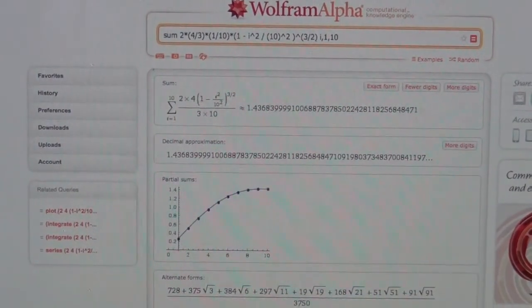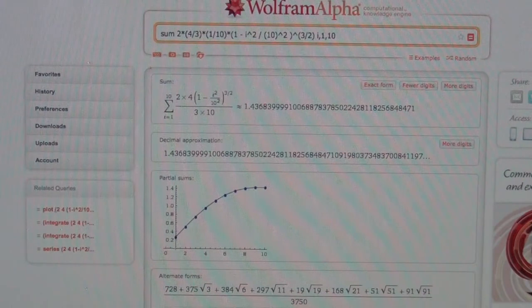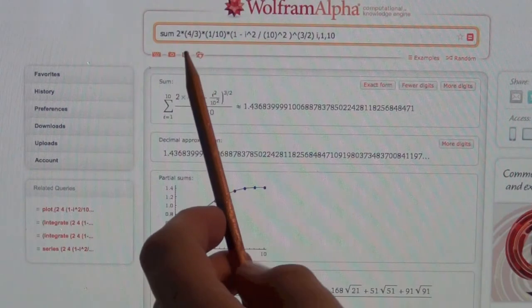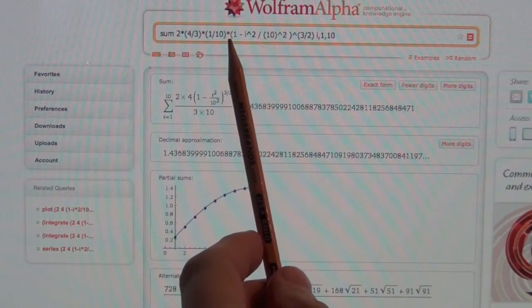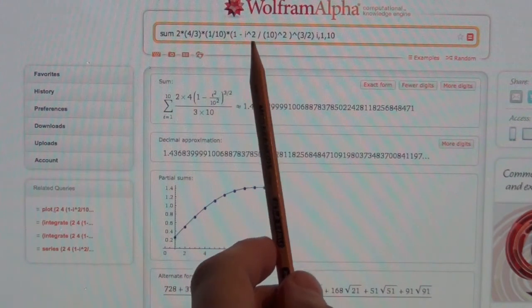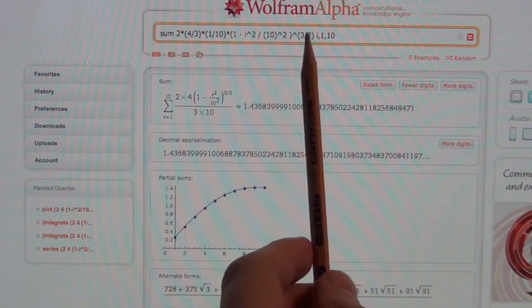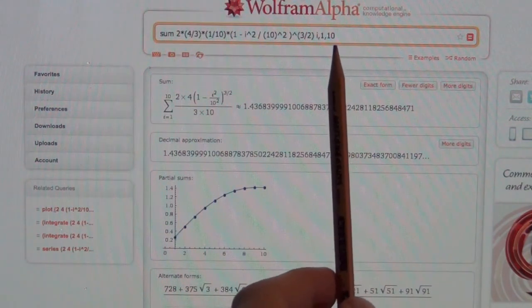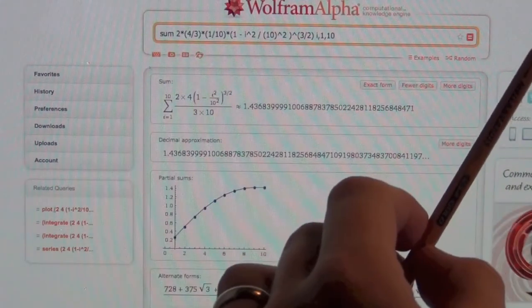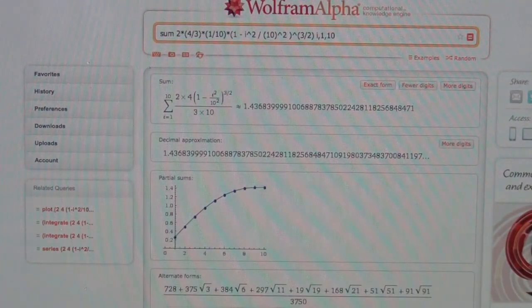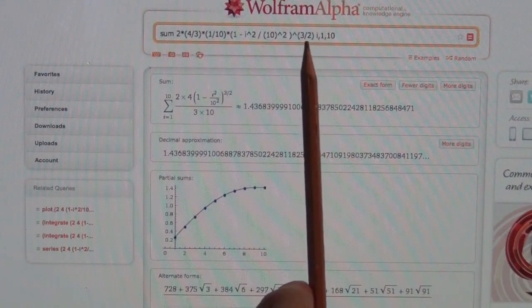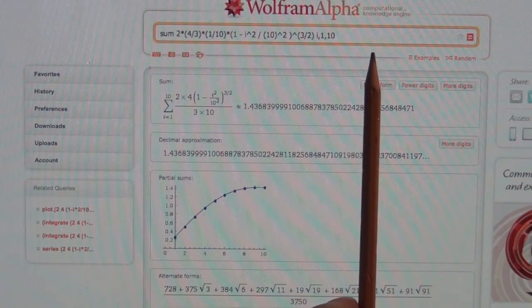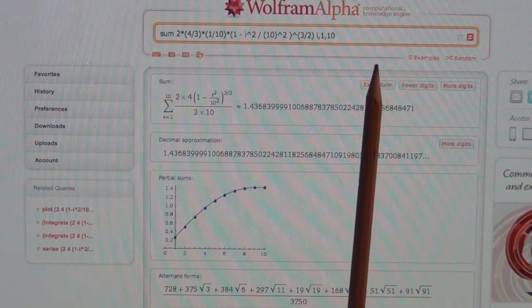Okay, so here we are at Wolfram Alpha. You can see that I've written in sum of twice 4/3, and then I did the 1 over n out here, that's what the 1/10 is, times 1 minus i squared over n squared, which is 10 squared, and that's to the 3/2 power. Now, on the board, I had it as the square root cubed. You and I haven't talked about powers, but square roots cubed is the 3/2 power. And then this just says sum it from i goes from 1 to 10. So I use 10 slices on our 4-dimensional sphere.